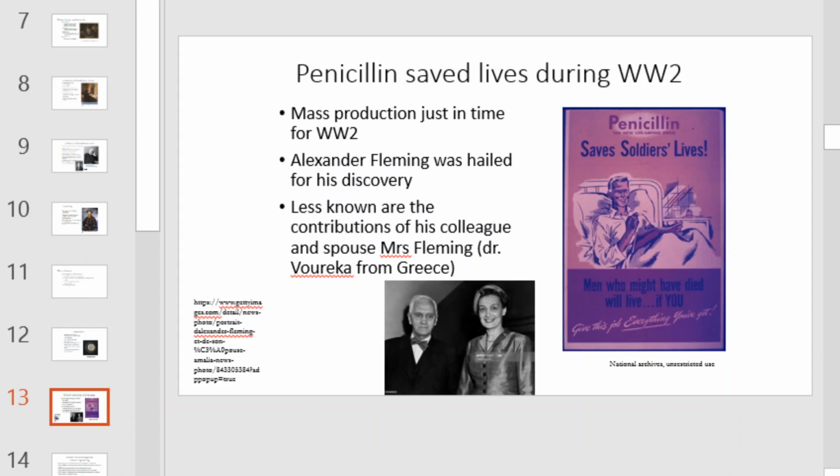Penicillin saved lives during World War II. It was mass-produced just in time. Alexander Fleming was hailed for this discovery. Less known are the contributions of his colleague and spouse, Mrs. Fleming.